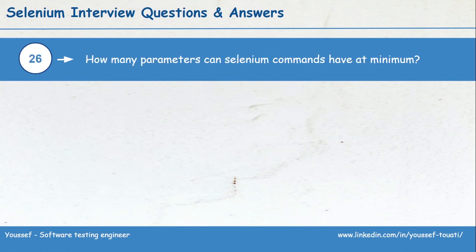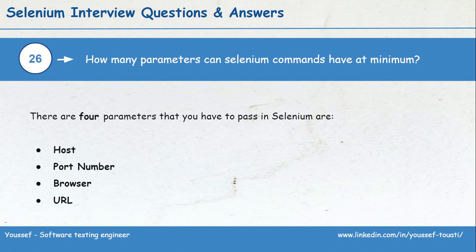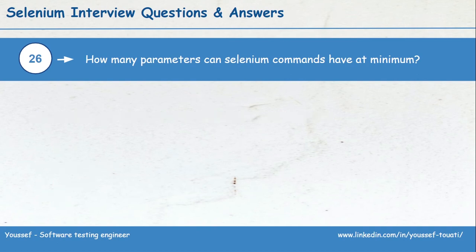Now, how many parameters can Selenium commands have at minimum? Be careful. There are four parameters that you have to pass in Selenium, which are host, port number, browser, and URL. We will see them one by one.